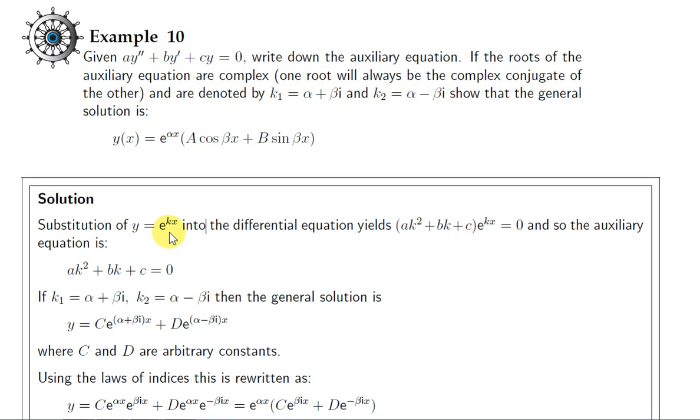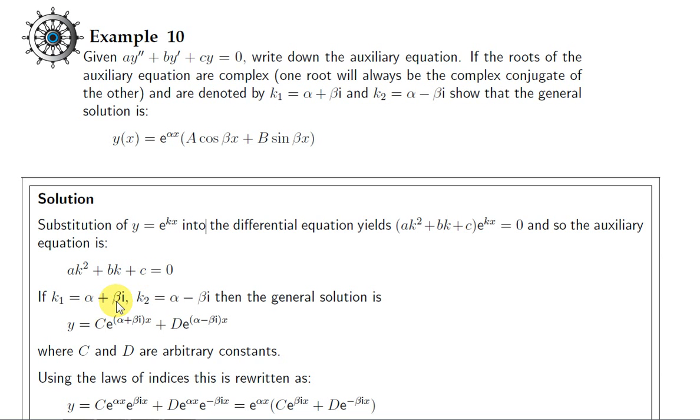So first of all, we have to get the auxiliary equation. Now you can go through this from first principles by using the trial solution e to the kx. We know that that satisfies this homogeneous differential equation. And of course, we know that if we do that from the previous video, that we will get out the auxiliary equation as ak squared plus bk plus c. So we don't have to go through all that. We can just write down the auxiliary equation just by noting the coefficients a, b and c.